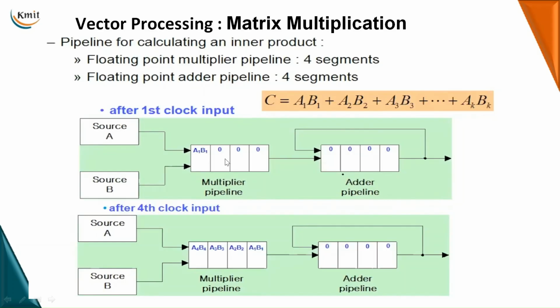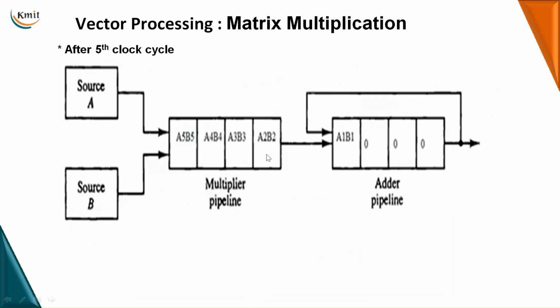In the third clock cycle, A3 B3 will be loaded here, A2 B2 will be loaded here, and A1 B1 will come here. At the end of the fourth clock cycle, A4 B4, A3 B3, A2 B2 and A1 B1 are in the pipeline. This is the status of the pipeline at the end of the fourth clock cycle. After the fifth clock cycle, A1 B1 will be loaded into the adder pipeline, and then A2 B2, A3 B3, A4 B4 and A5 B5 will be loaded into the following positions. So the input from the multiplier pipeline will be moved to the adder pipeline.